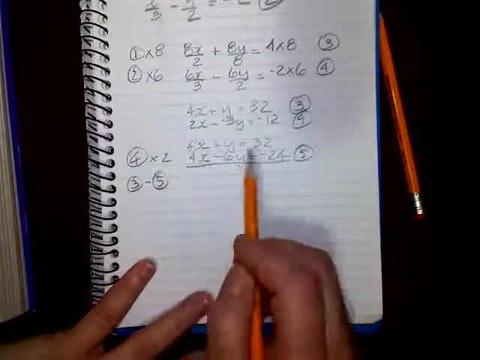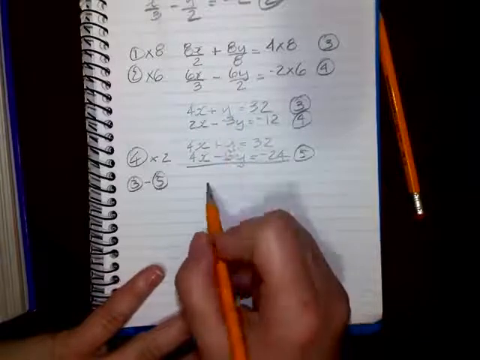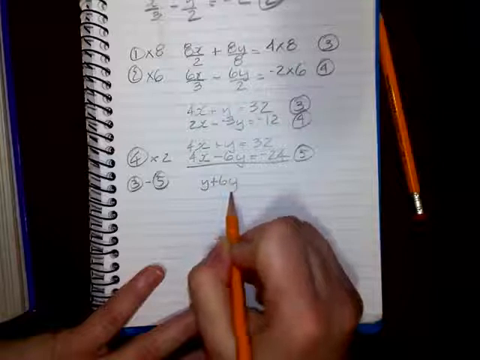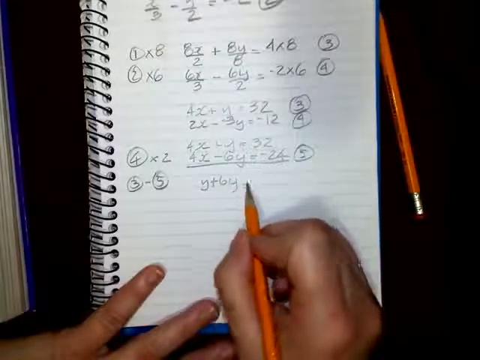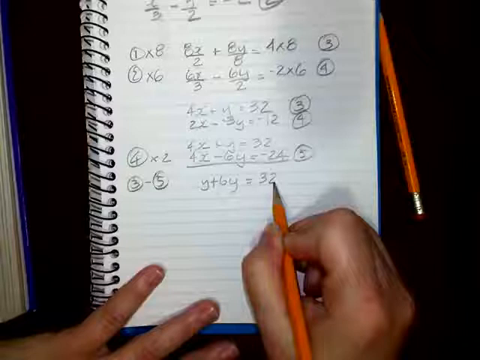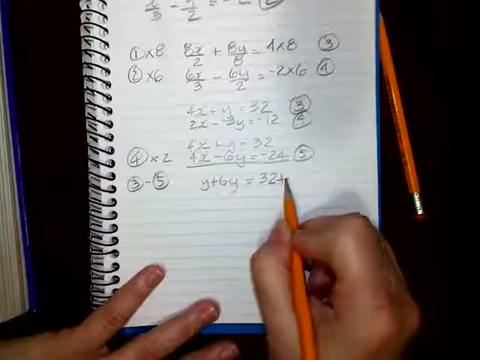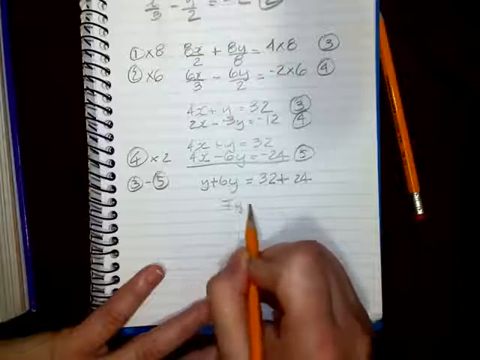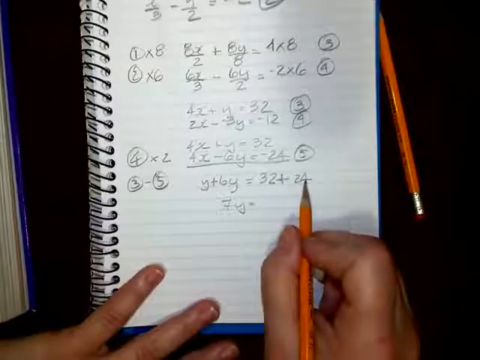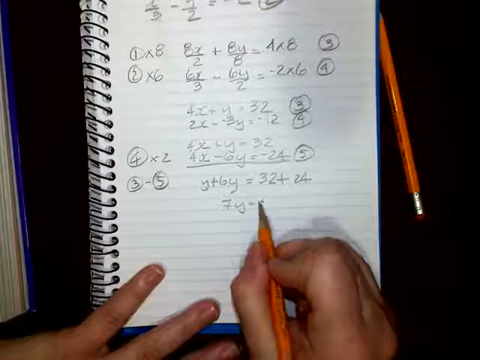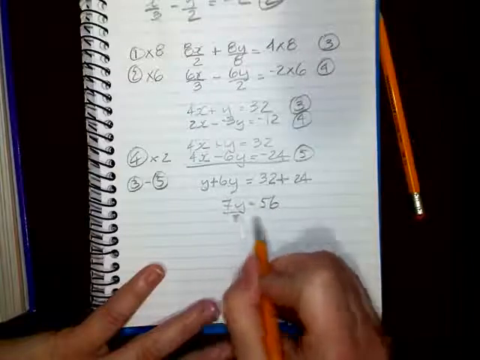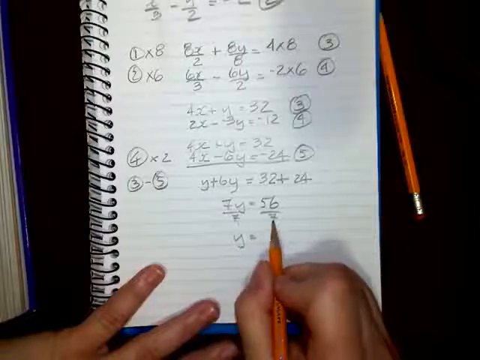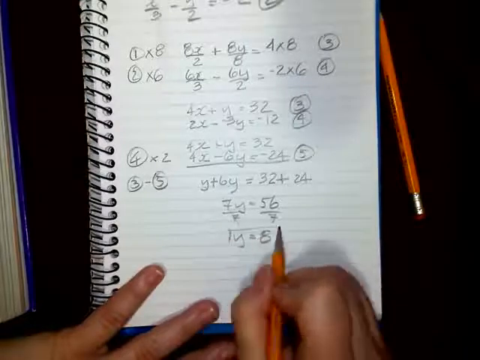So 4x minus 4x is nothing. y minus negative 6y is going to be that. And then here I've got 32 minus negative 24. So y plus 6y is 7y. 32 plus 24 is 56. Divide both sides by whatever the coefficient of y is, in this case 7. And we know 7 times 8 is 56.